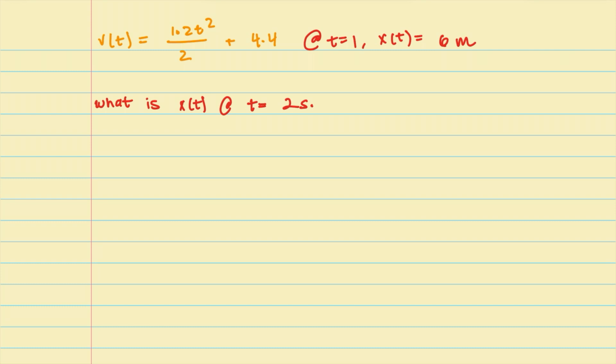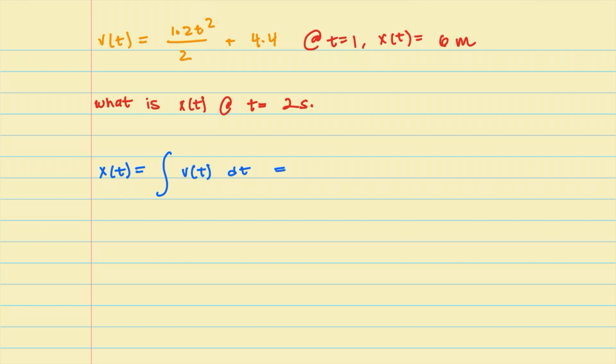Alright, so for the last part, we want to find the position at time equal to 2 seconds, given that the velocity function is equal to 1.2t squared divided by 2 plus 4.4, and additionally, we know that at time equal to 1 second, the position of this bus is 6 meters away from its starting point. And so, recalling the relationship between velocity and position, as we take the integral of velocity, we'll come up with position as a function of time. So position as a function of time is equal to the integral of velocity dt.